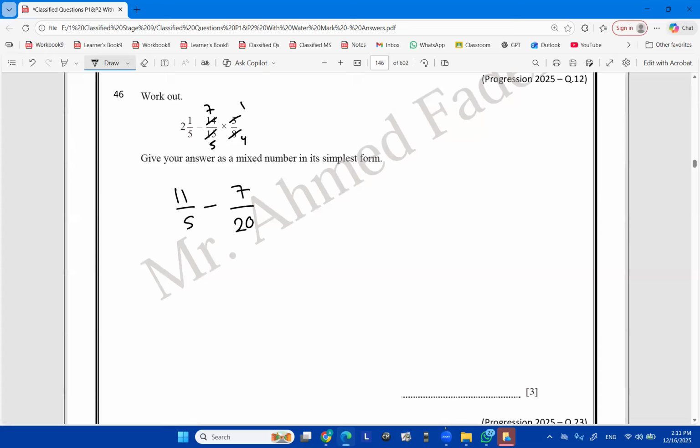Good? Now I need to make the denominators the same. Multiplying it by 4, multiplying it by 4. We'll turn this into 44 over 20 minus 7 over 20 equals, you're going to find that it is 37 over 20. Mister, is this the final answer? No, because they want a mixed number. So what am I supposed to do? How many 20s are in 37? There is only 1 twenty in 37. The 20 stays the same. But what is the remainder? I have remainder 17. That's it.